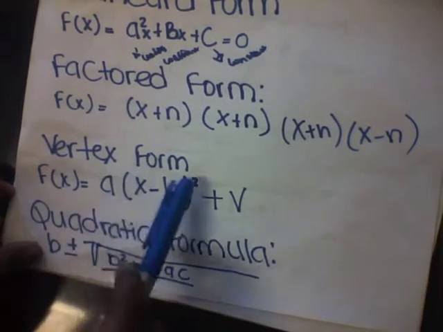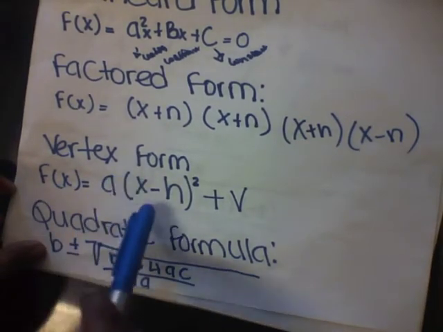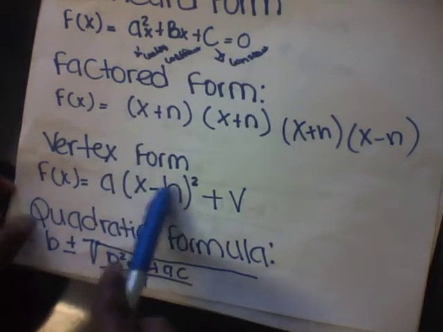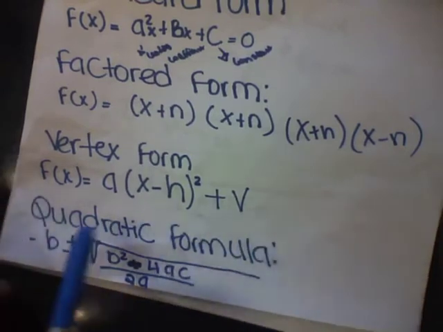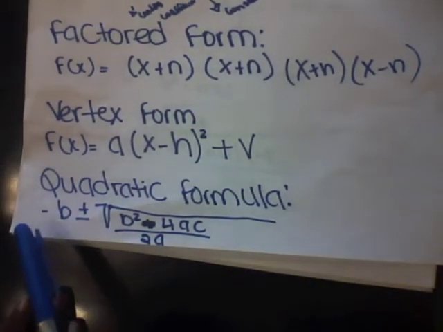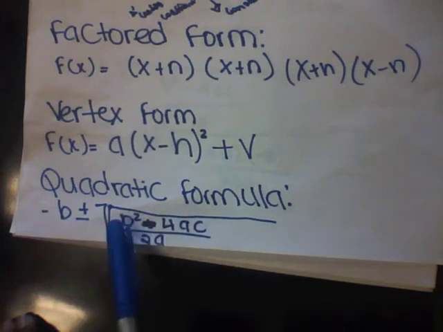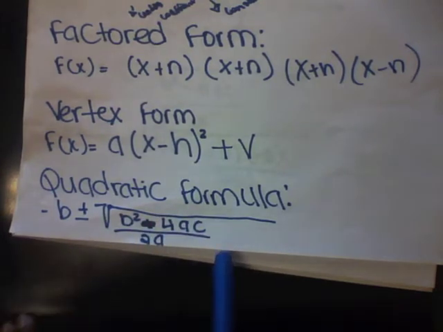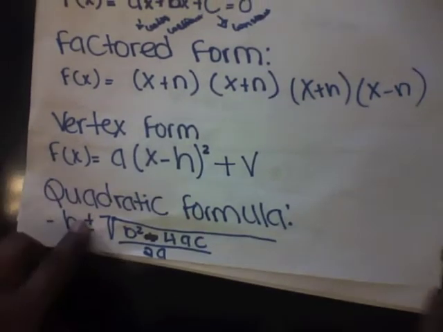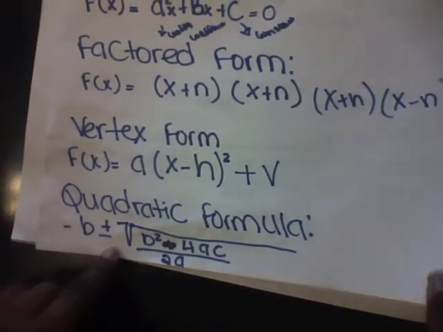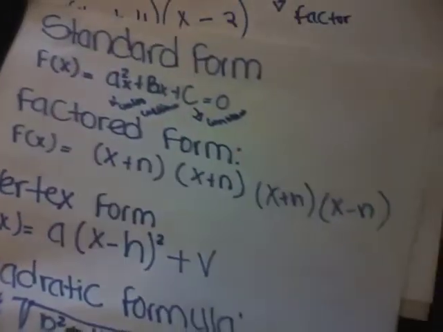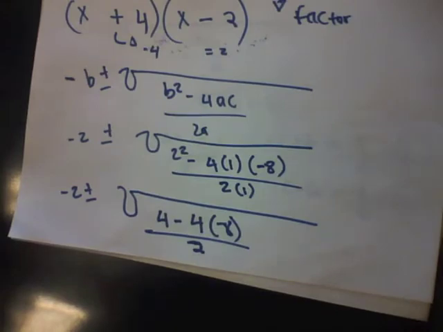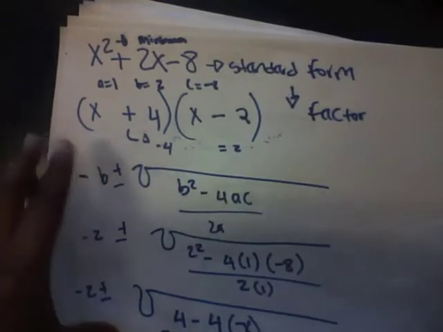And then we have vertex form, which is f of x equals a, parentheses x minus h, close parentheses, squared plus k. And then the quadratic formula is negative b plus or minus the square root of b squared minus 4ac, divided by 2a. The quadratic formula is very important because when you want to find the zeros of a quadratic function, it is very important to use the quadratic formula, or you can just factor it out if you know how to.